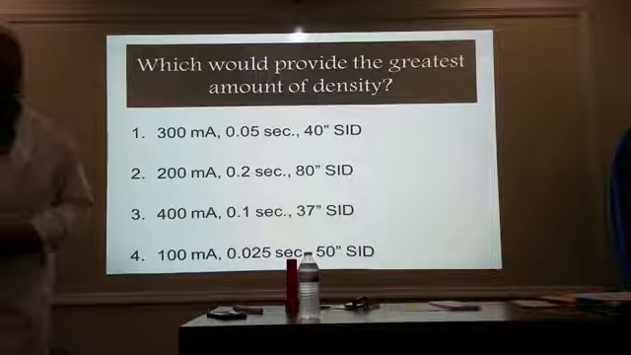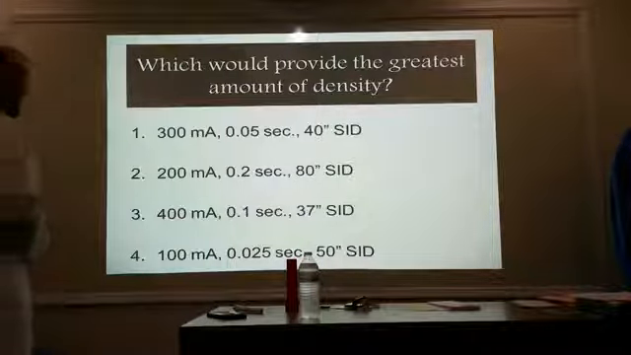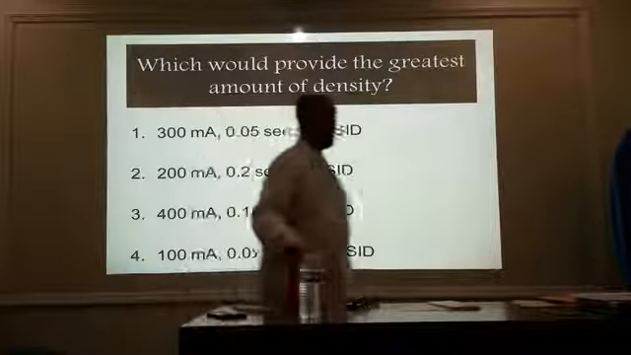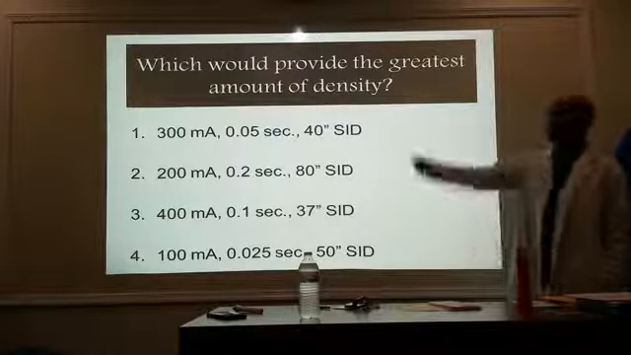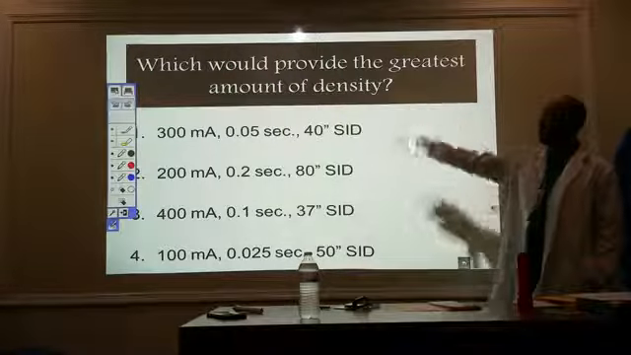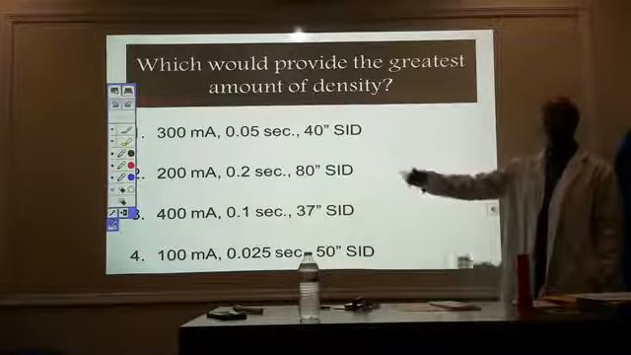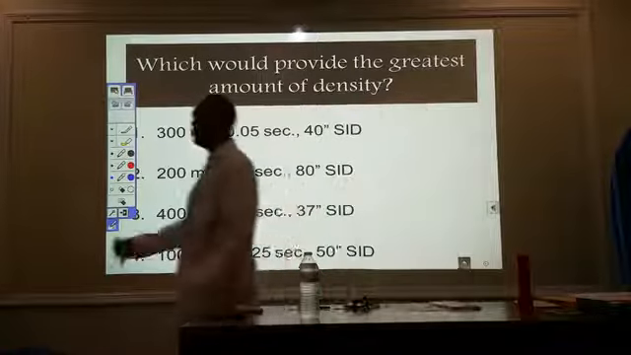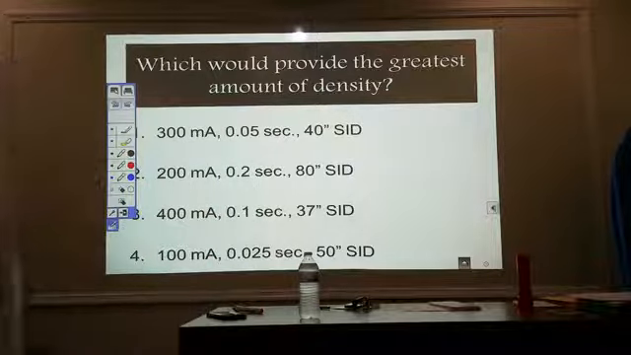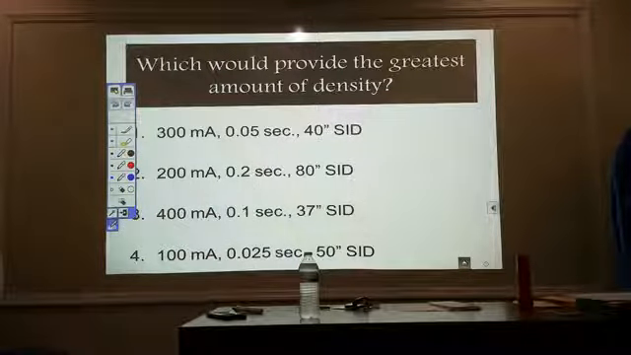All right. If I were to give you a set of factors like this, knowing what you already know about MA, time, and distances, will you be able to tell me which of these factors or combinations is going to give me the most density on my radiographic film by just simply looking at it? Could you? So there's a method to this. Let's do this.